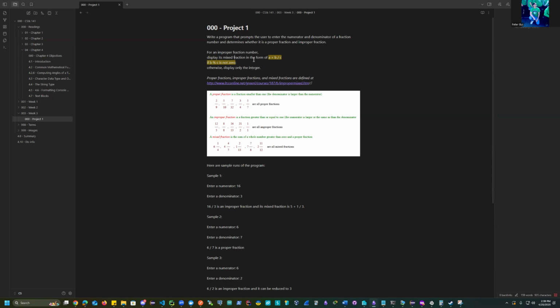And in the case of a mixed fraction, they want us to return the whole integer value added by the remainder divided by the denominator.